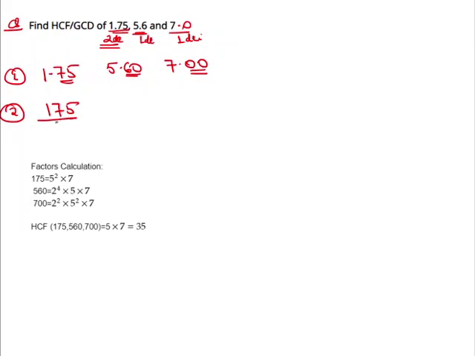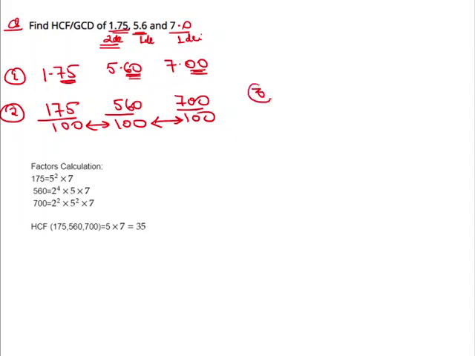1.75 can be written as 175 by 100, 5.60 can be written as 560 by 100, and 7.00 can be written as 700 by 100. Now the denominators of all these numbers are same. That's why in the first step I have converted all the numbers into two decimals.